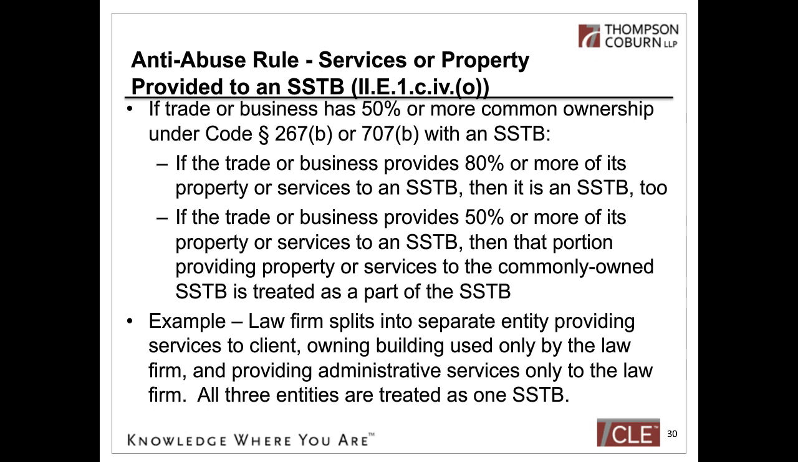In the first sub-bullet point, if the trade or business provides 80% or more of its property or services to the SSTB, then the trade or business is an SSTB. In other words, the trade or business gets treated as being evil. The second bullet point should say 50%. If the trade or business provides 50% or more of its property or services to an SSTB, then the portion providing property or services to the commonly owned SSTB is treated as part of the SSTB.